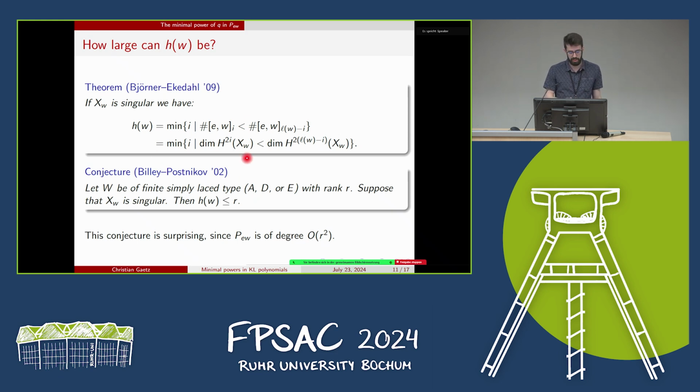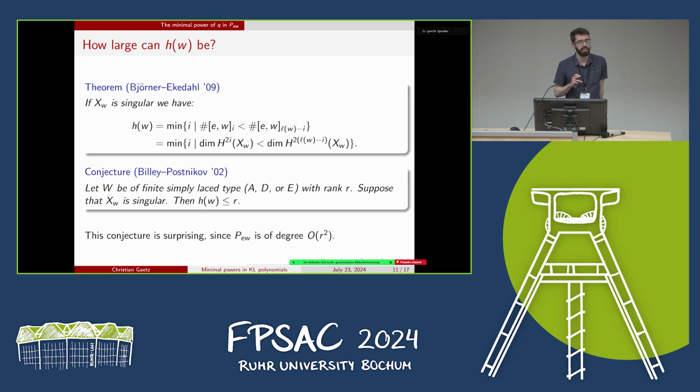Now, there's this conjecture which will be what we're most interested in. This is due to Billey and Postnikov. They conjectured that for W finite of simply laced type, so type A, D, or E, type A being the symmetric group, and having rank r, if we have a singular Schubert variety, then this h(w) should be at most r.